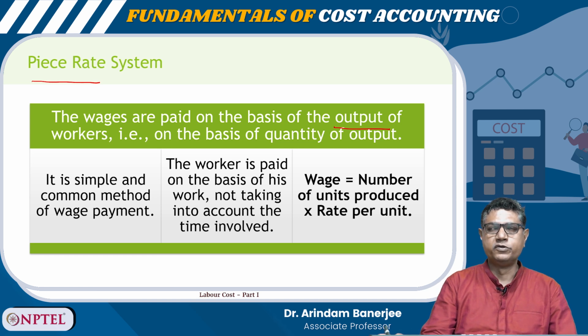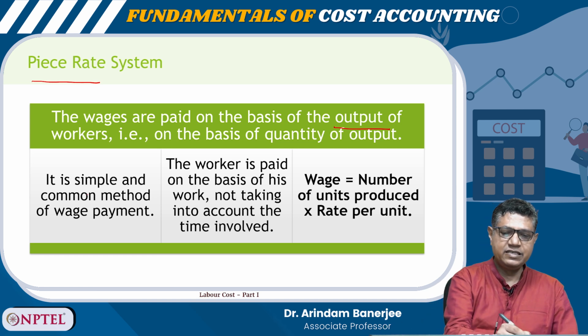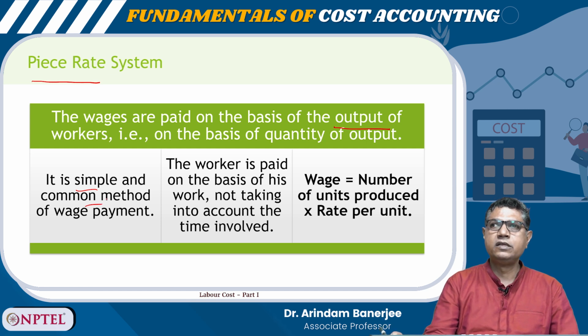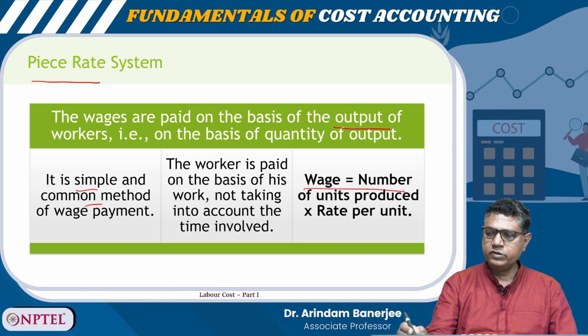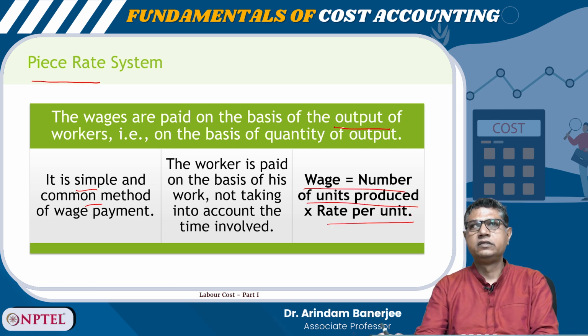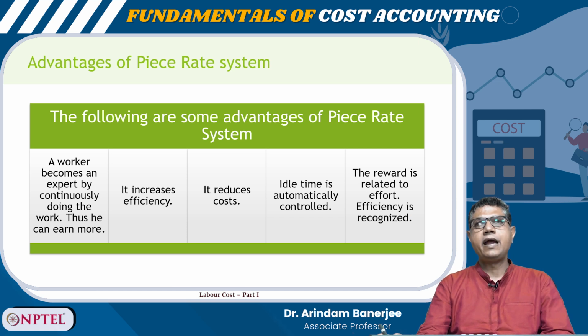number of units produced. This is also a very simple and common method, where the worker is paid on the basis of his work, not taking into account the time involved. So, wage is equal to number of units produced into rate per unit. So, what are the advantages?